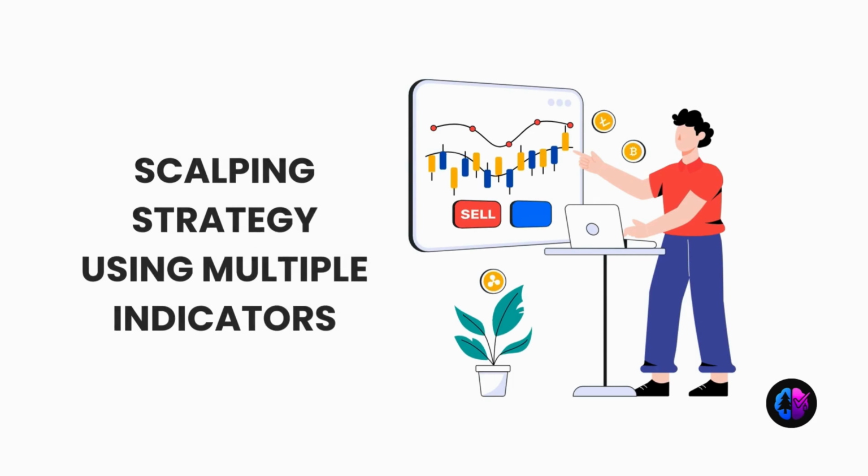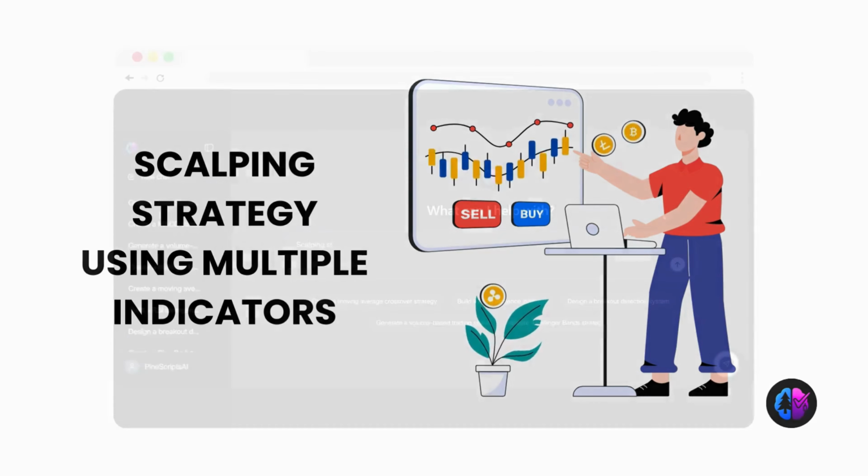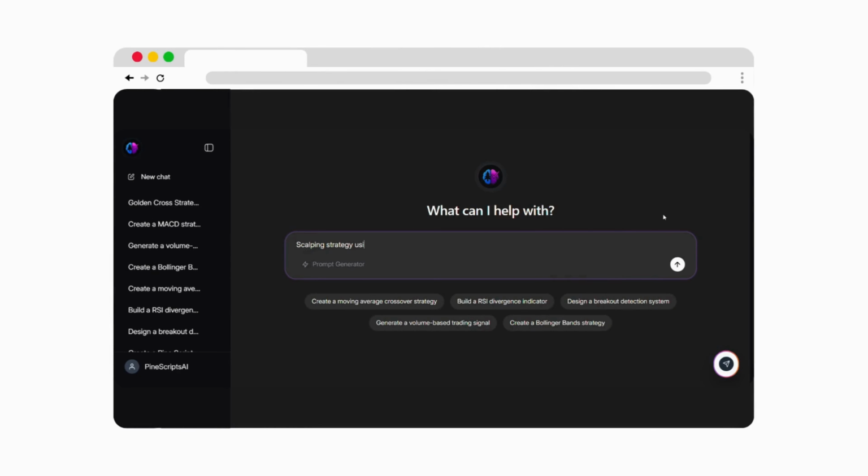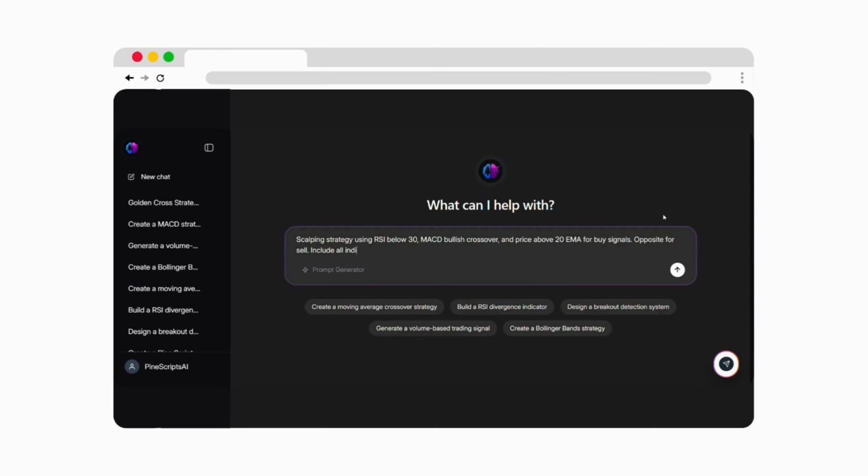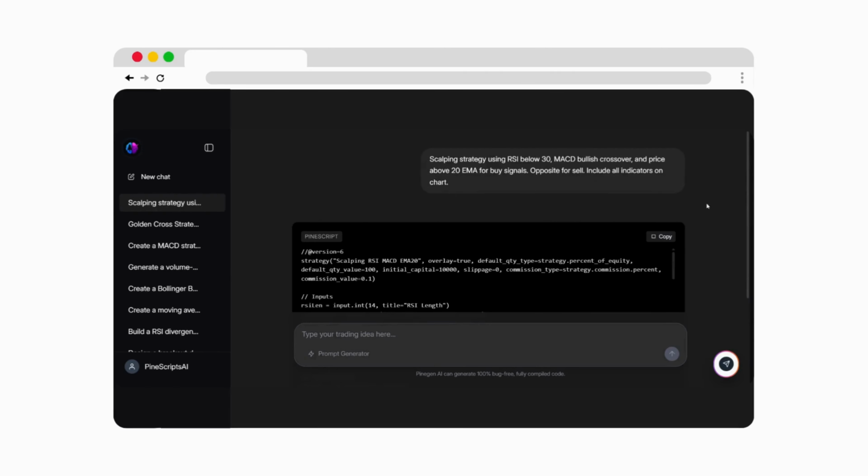I want a scalping strategy using multiple indicators. Quick prompt. Scalping strategy using RSI below 30, MACD bullish crossover, and price above 20 EMA for buy signals. Opposite for sell, include all indicators on chart, generate, done.